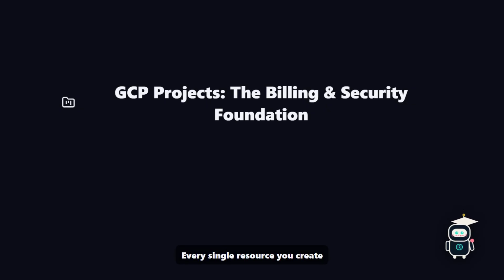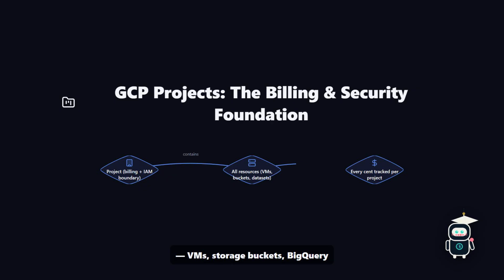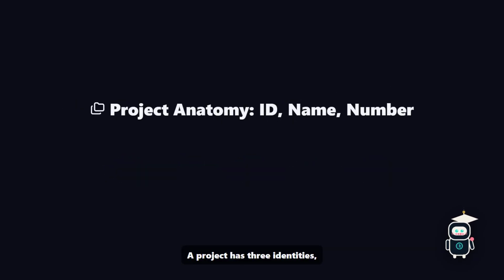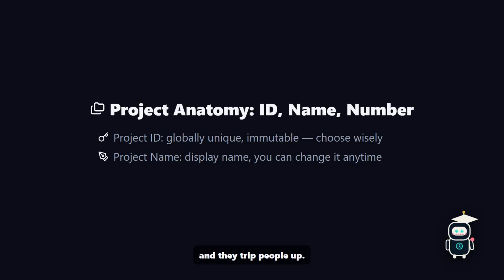Every single resource you create, VMs, storage buckets, BigQuery datasets, must live inside a project. A project is the unit of billing. Every cent gets tied to a project. It's also the security boundary. IAM roles are scoped to projects. Think of it as the container that holds cost, permissions, and APIs together. No project, no resources.